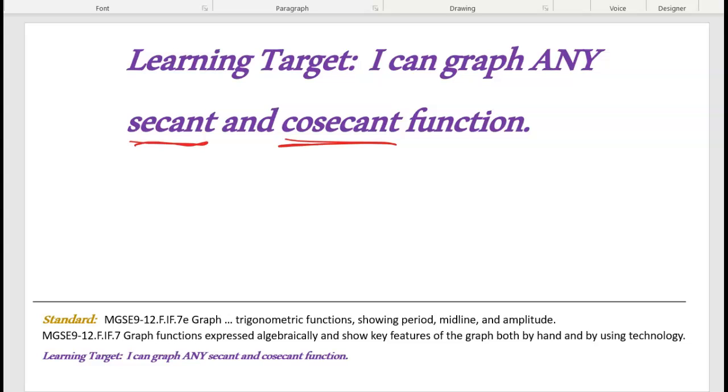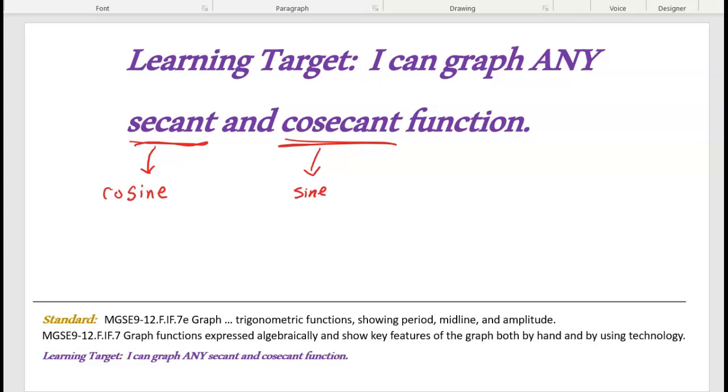Now, the nice thing about graphing secant is the reciprocal of secant is cosine. So you're going to graph cosine and use cosine as a guide to graph secant. So really, graphing secant is practicing more cosine. Cosecant, same thing. The reciprocal of cosecant is sine. So you're going to graph a sine function and use it as a guide to graph cosecant.